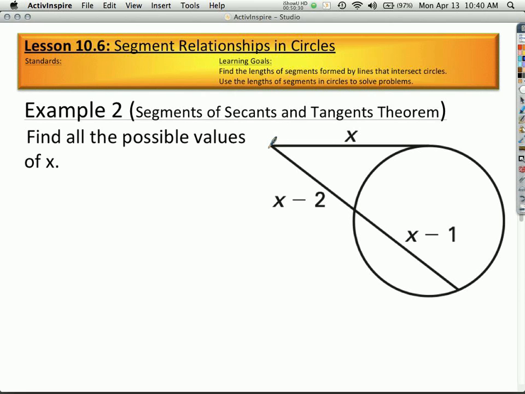The segments of secants and tangents theorem is similar to the segments of secants theorem, except because this is a tangent and not a secant, it's not being divided into two segments. So we can't multiply anything, but we sort of can. Instead, we square this value. So from the theorem, we can set up an equation. X squared, so the tangent's length squared, will equal the product of the external segment, x minus 2, times the entire secant. So now we have to add these two together to get the distance from here to here. So what do we get when we add those two together?